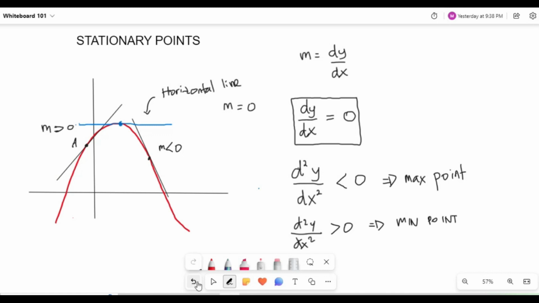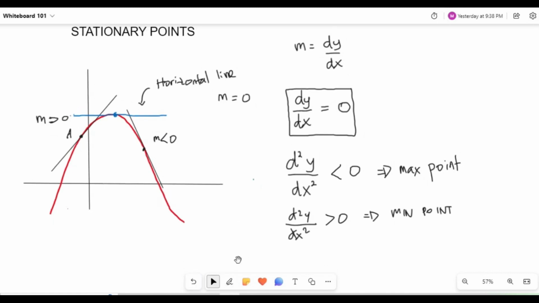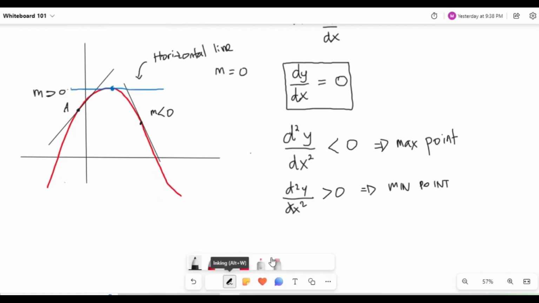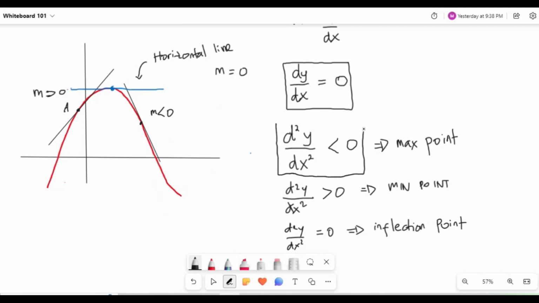Sir, how if I have it equal to 0? Is it possible? Yes, it is possible. If it's equal to 0, it's not enough. Let me scroll it up. Okay, if it's equal to 0, it's gonna be an inflection point. Okay, what is an inflection point, sir? I will tell you later on when our discussion is about this. But for now, let's stick to this rule to determine the nature of stationary points.